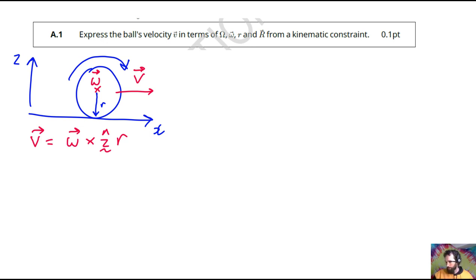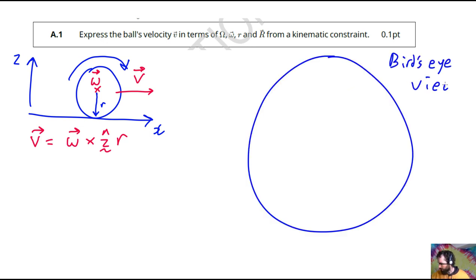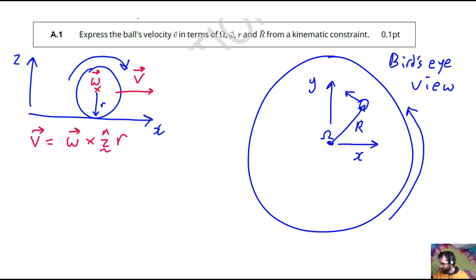Now I want to draw a second diagram because we've only considered the ball rolling. What we haven't considered is the turntable moving. So if I then draw a bird's eye view, let's imagine we have this turntable turning this way. If we have our origin directly in the middle, then I'm going to call the positive Z direction coming directly out towards us, and our capital omega is coming directly out towards us. I'm going to call this direction X, this direction Y. Okay, and if we have our ball, to the center of the ball we have a vector capital R, and it's got some velocity V going that way.